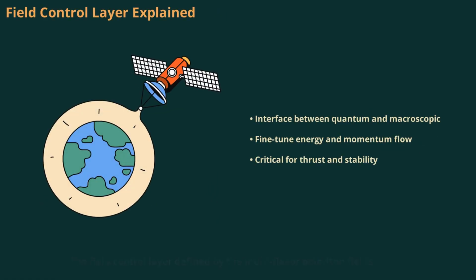The field control layer, defined by the multi-flavor polariton fields, acts as the interface between the quantum dynamics of the material and the macroscopic forces required for propulsion. By adjusting the parameters of the Spinor GPE, operators can fine-tune the flow of energy and momentum throughout the hull, enabling precise control over thrust, stability, and response to environmental changes.